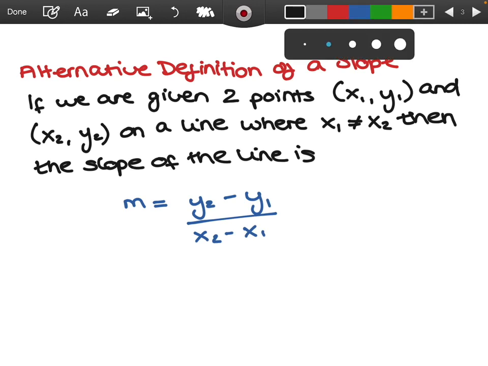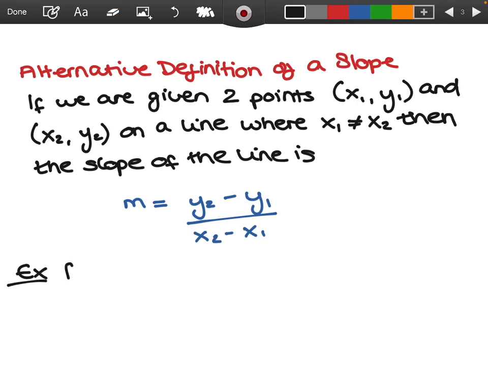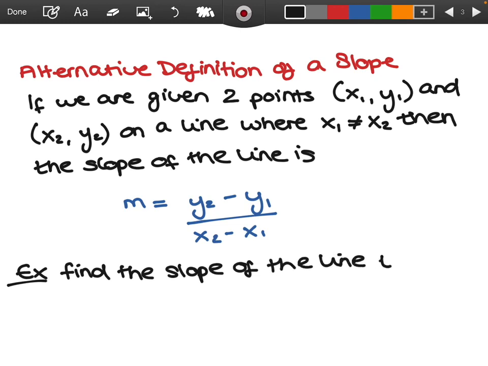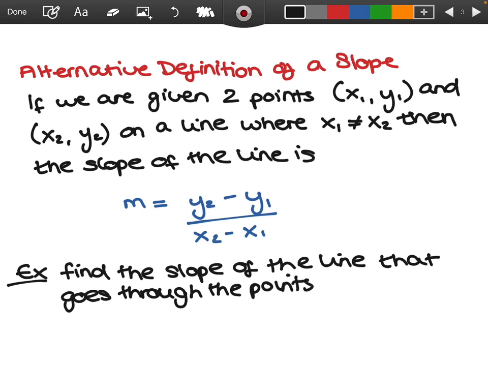Let's try an example where we can do this. Okay, so we're going to find the slope of the line that goes through the points 1, 4 and 3, 7.